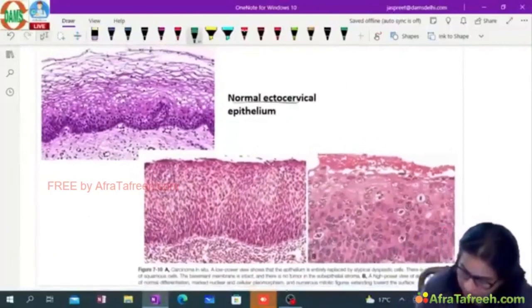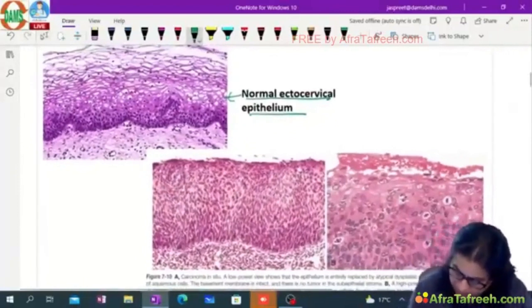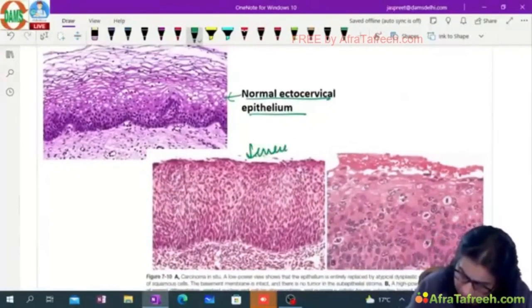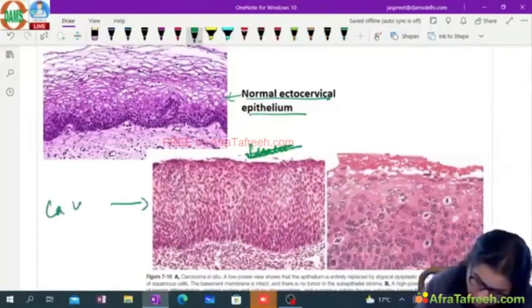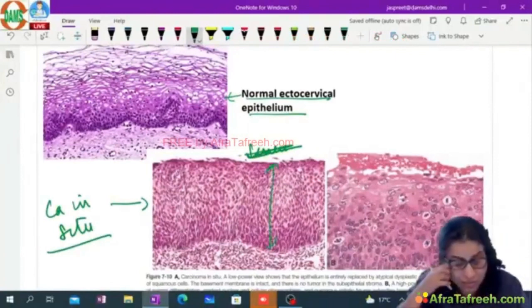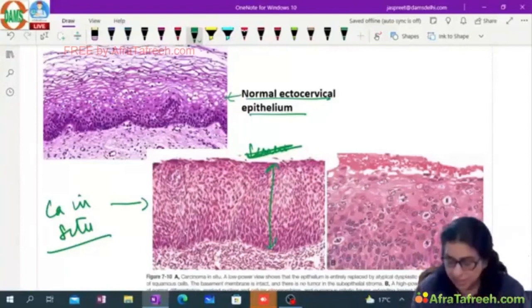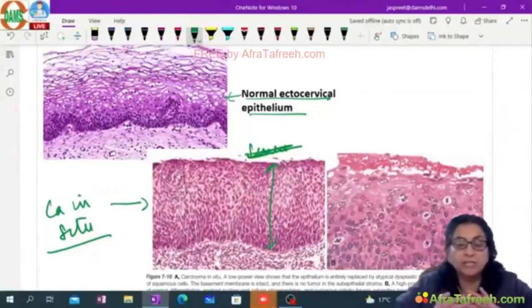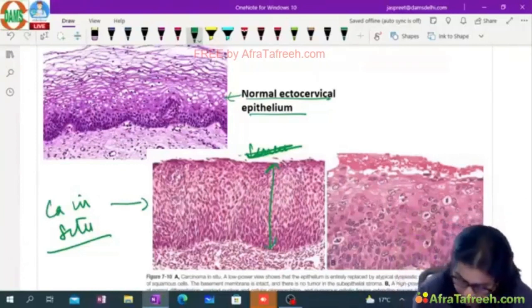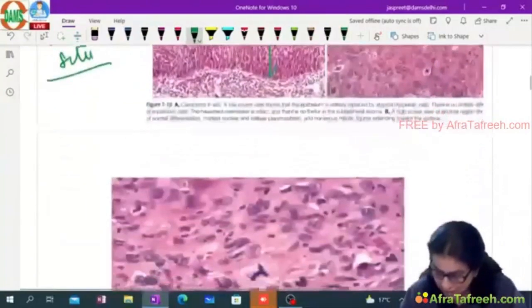Here again in the cervix, this is the normal ectocervix, and here look at this picture. This is severe dysplasia, or a picture of carcinoma in situ. I'm drawing the arrow. Full thickness is occupied by dysplastic cells, but the basement membrane is intact. So this is severe dysplasia or carcinoma in situ, that is severe cervical dysplasia, CIN3.